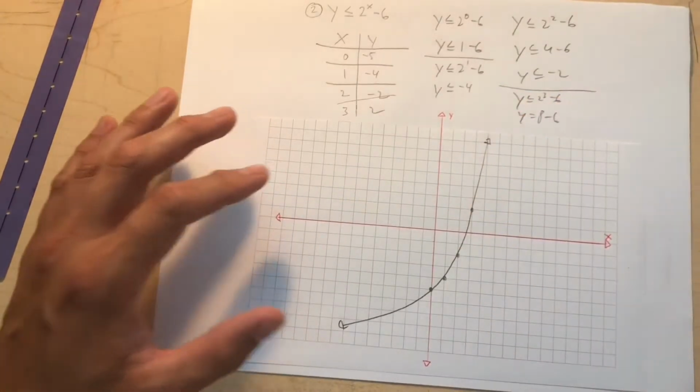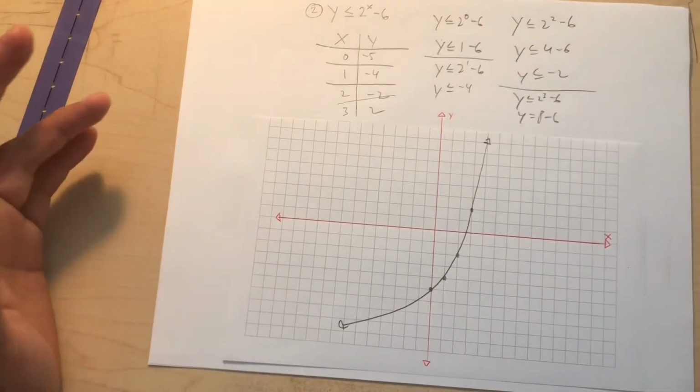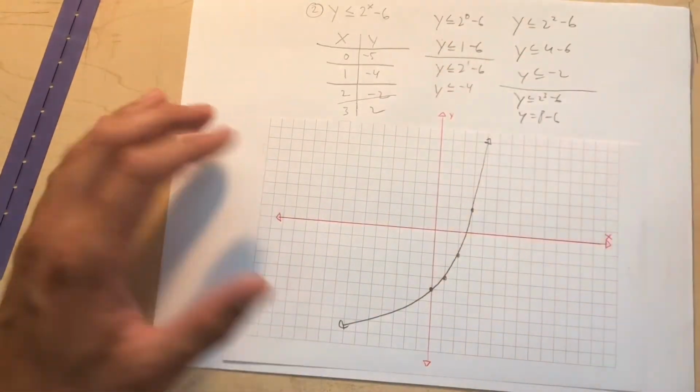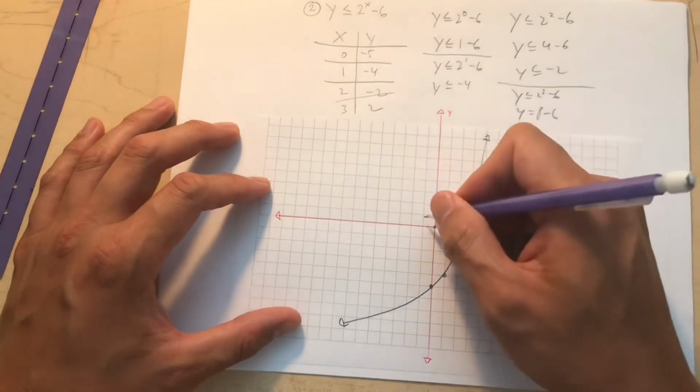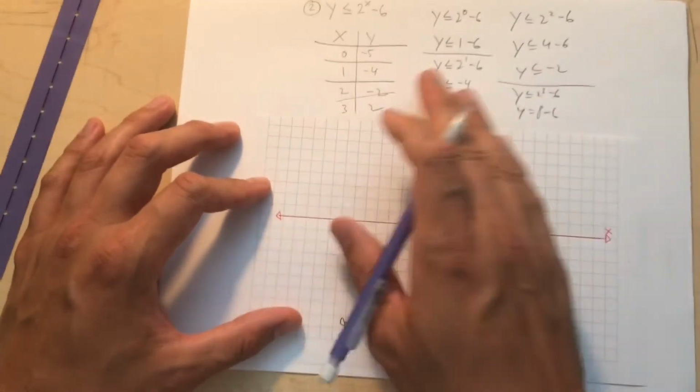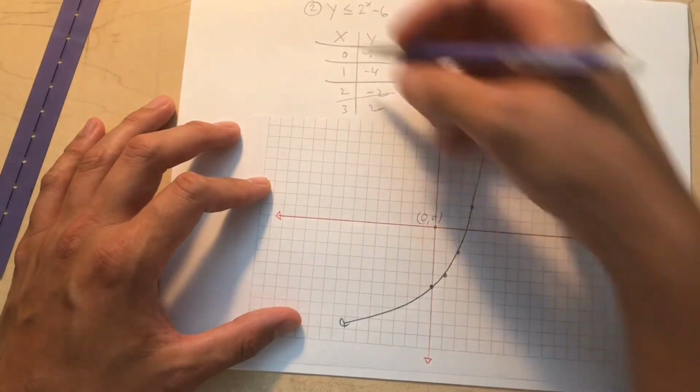Okay, nice solid line. Now let's plug in one of them to see which side is true. Let's again plug in (0, 0). I'm plugging in (0, 0) to see if this is true. If this is true, I shade this side. If it's not true, I shade the other side. So I'm going to check by putting it over here.